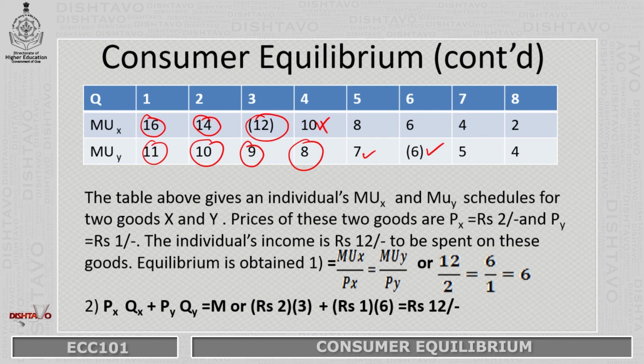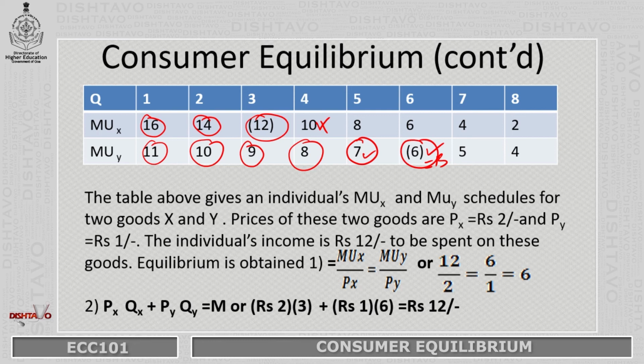But look at the 5th and 6th, if he spends on the 7th and 6th, together it will be 13. Look at it. So it is better for him to spend on good Y, and good Y again, and that will give him 13 utility together. So look at the equation now.